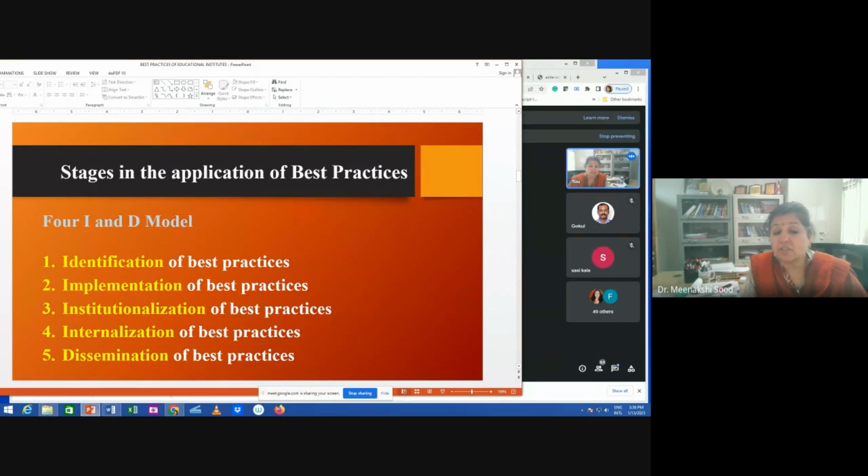Then comes institutionalization of the best practices. If a model or implementation is successful in one department at one level, then it is suitable for other levels and other departments also.